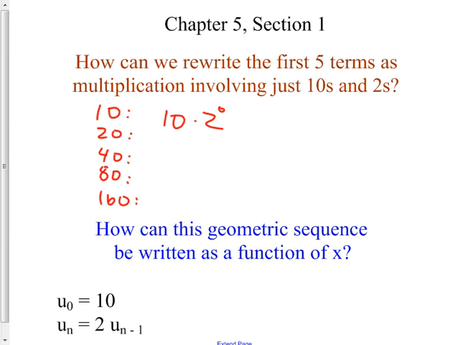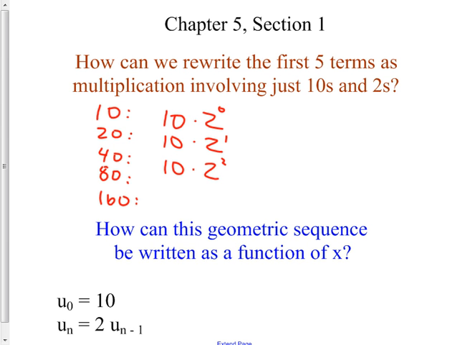So it worked. How can I write this with just 10s and 2s? So here's another 10 and here's another 2. 10 times 2 is 20, except I could put a little power on it still. A 1. So then the next one will be 10 times 2 to the second, because 2 to the second is 4. 4 times 10 is 40. See what's going on here?